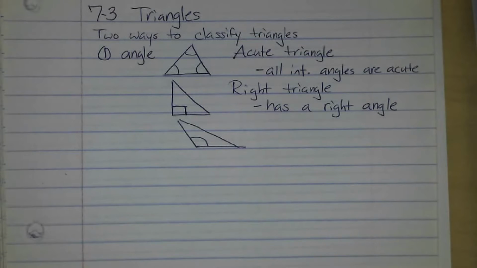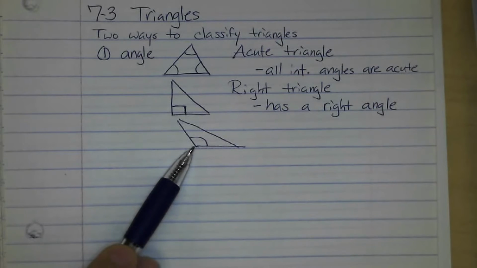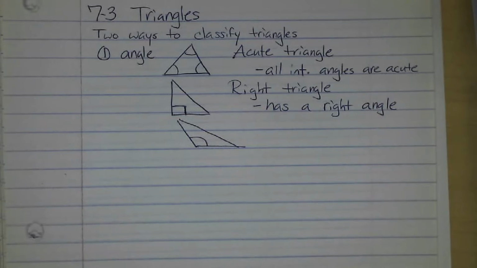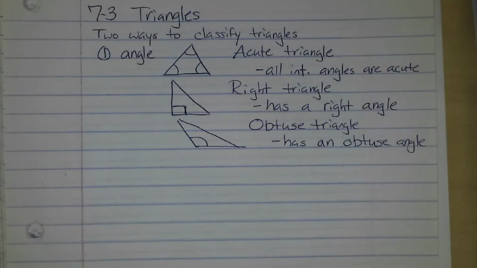And the next one, what kind of angle is that? If you said obtuse, that's right. Give yourself a pat on the back. What do you think we call this one? You got it. An obtuse triangle. And this has an obtuse angle. So far, not so bad.